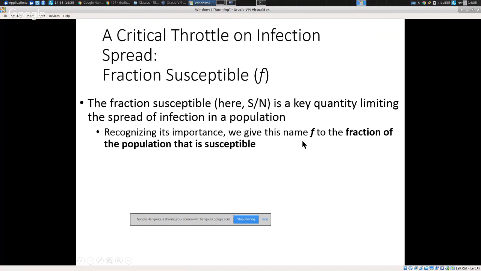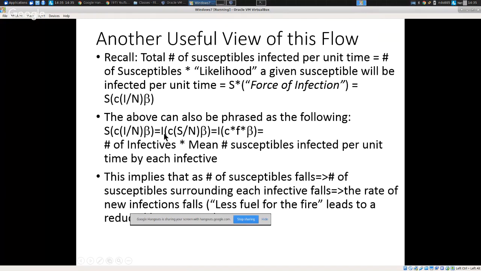Another way to rewrite it, though, would be this way. I times C times S over N times beta. We talked about this last time, in fact. I here is the total number of infectives. This is taking it from the perspective of an infective. Each such infective infects this many people, C times S over N times beta people per unit time. So that's the number of people on average that they infect per unit time.